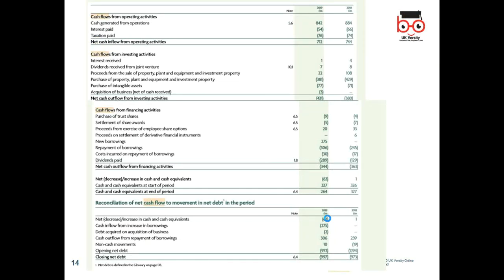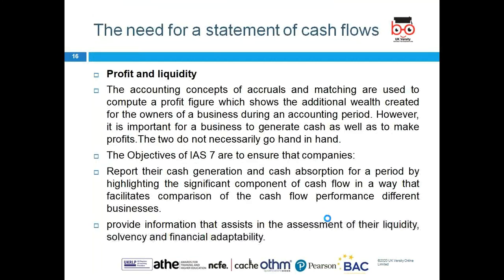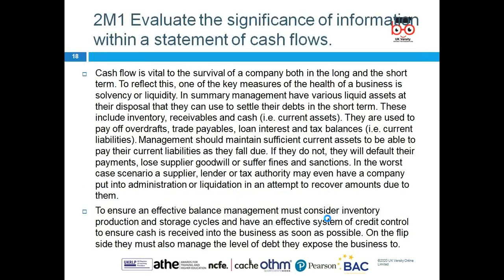If we look at the operating activities, what has happened? Maybe your credit policies have changed and your sales increase, but what is the effect on your net cash? You need to look around. Maybe you want to expand your business, your cash goes out and your cash is running low. That puts your business at risk. So that also helps to ensure effective balance management, considering inventory production and storage.